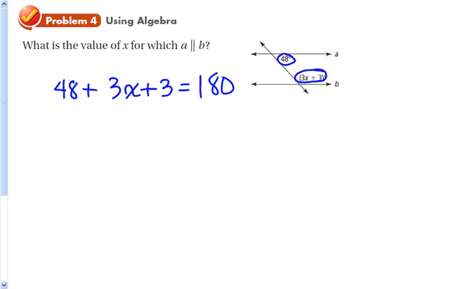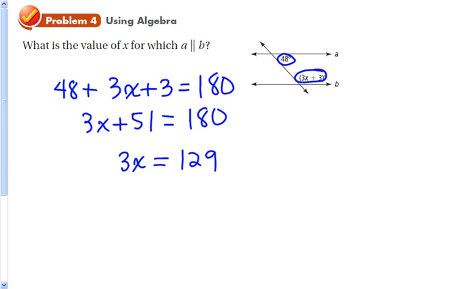has to equal 180. And if we simplify that, we get 3x plus 51 equals 180. If we subtract 51 from both sides, we get 3x equals 129. And if we divide both sides by 3, we get x equals 43. So if x is 43, then the two angles are supplementary angles and A is parallel to B.